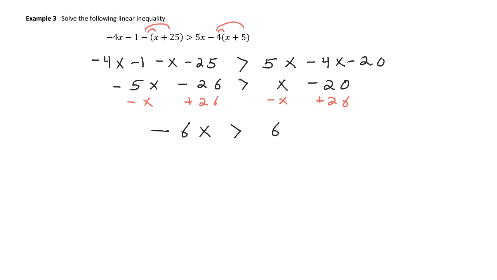So when I go to solve this for x, I'll divide both sides by negative 6. I know that means the answer is going to be x on the left, negative 1 on the right, but this time it's going to be less than, and that's because this changed directions due to dividing both sides by a negative number.